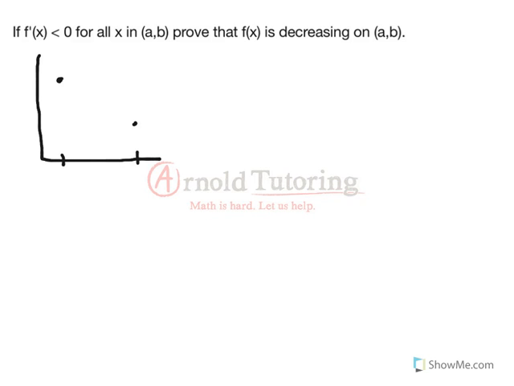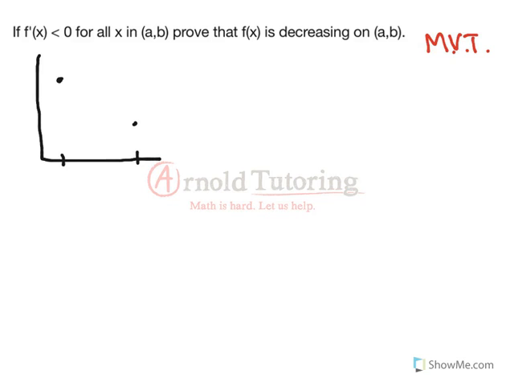It says if f prime of x is less than 0 for all x in AB, so some interval AB, prove that f of x is decreasing on that same interval. So a couple things going on here, but the first is to realize that they're talking about first derivatives and decreasing. This might even be part of a bigger question where they actually give you a hint of what theorem to use to prove, but what it's going to be is the mean value theorem.